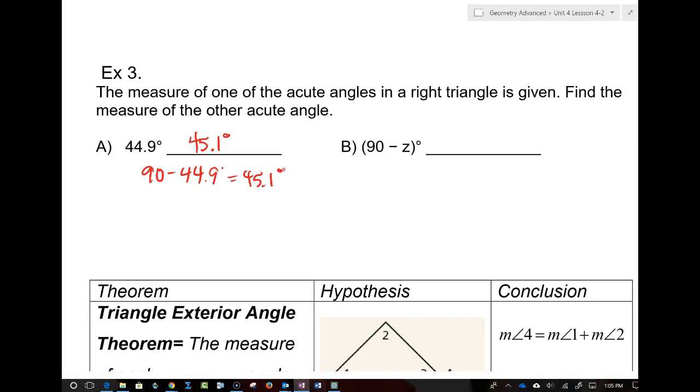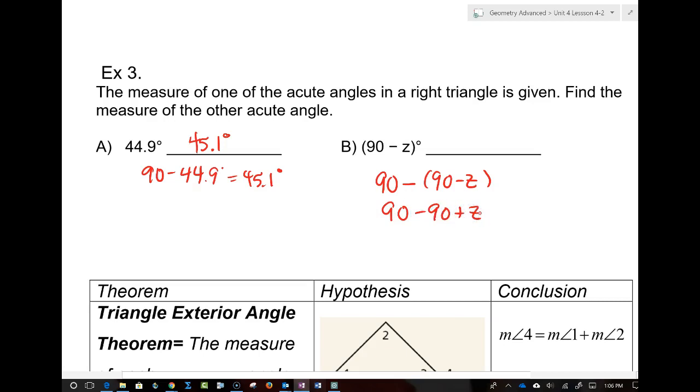Because I told you, this is the measure. 90 minus z is a measure of an acute angle of a right triangle. How would I solve for its complement? Wouldn't I do the process the exact same way? So wouldn't I just go 90 minus the angle? It just means you're going to have an answer with a variable in it. That's all.